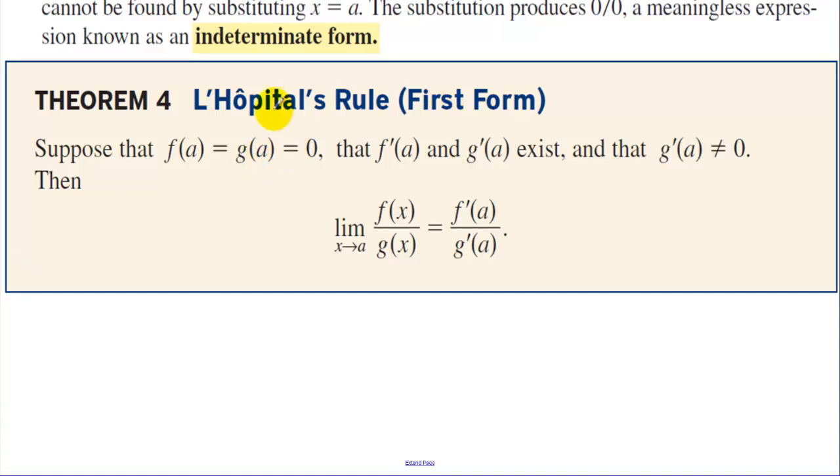L'Hopital's rule, first form. Suppose that f of a equals g of a equals 0. So in other words, if you plug a into either one of these functions, the result is 0. That f prime of a and g prime of a exist, so the derivatives exist. And that the derivative of g at a is not equal to 0, because then we would still have 0 in the denominator. Then the limit as x approaches a of f of x over g of x is equal to, just take the derivative of the top, the derivative of the bottom, and plug a into that.